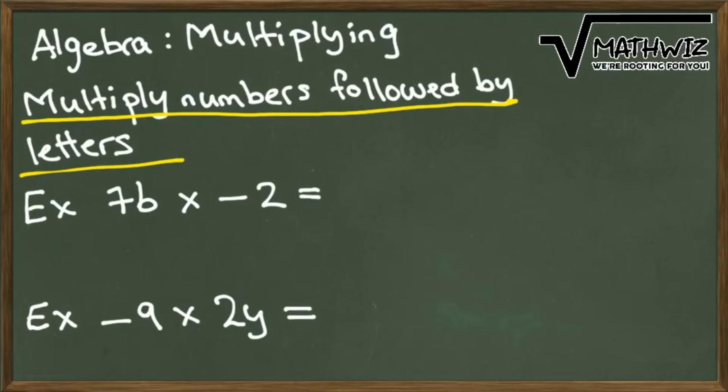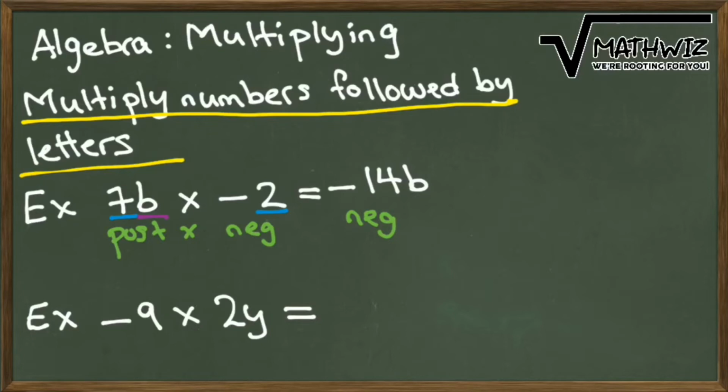Continuing with our examples, we have 7b multiplied by negative 2. So the first thing we want to do is to note the sign. So we have a positive multiplied by a negative. And so you know your answer is going to be a negative. You then have 7 multiplied by 2, which is going to give you 14. And then, as I said before, the letter is not being multiplied by any other letters, and so it simply remains, right? So 7b multiplied by negative 2 is negative 14b.